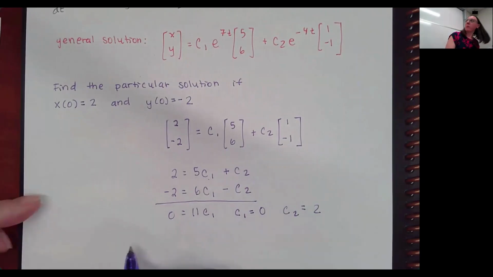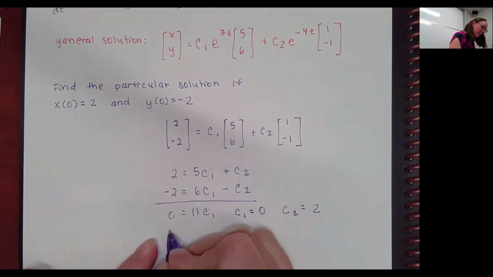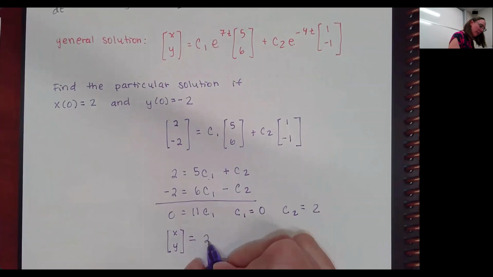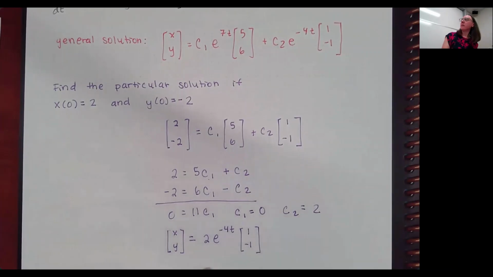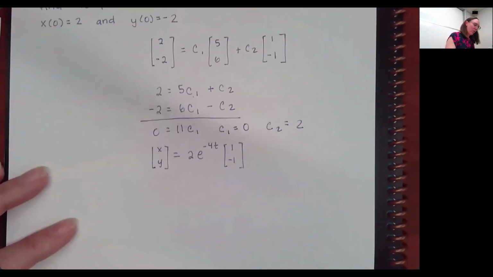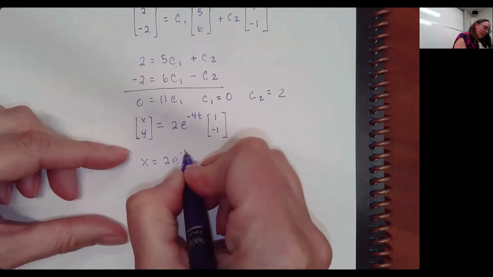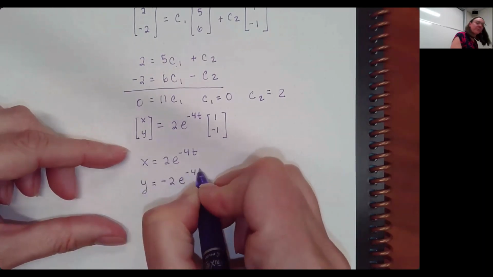Which means that when I go to write my particular solution, because C1 is equal to 0, my particular solution looks like (x, y) is equal to, I get to skip the whole first piece, and then I would have 2e to the -4t times the vector 1, -1. If I wrote that in not a vector form, I could also say x is equal to 2e to the -4t and y is equal to -2e to the -4t.